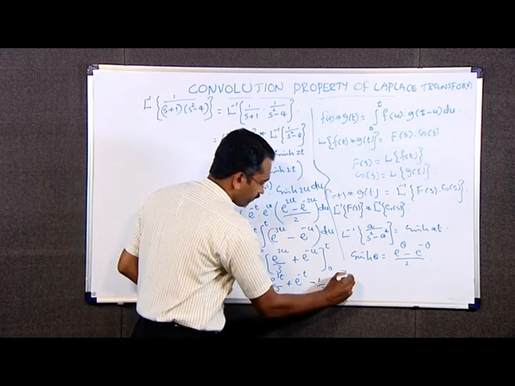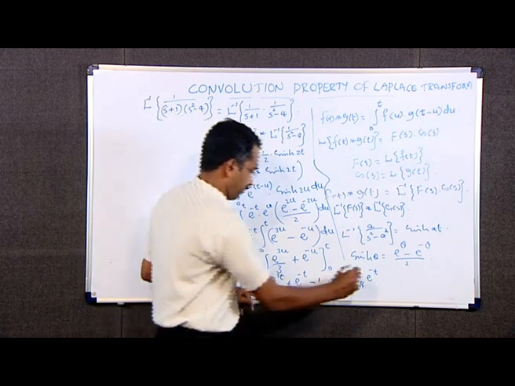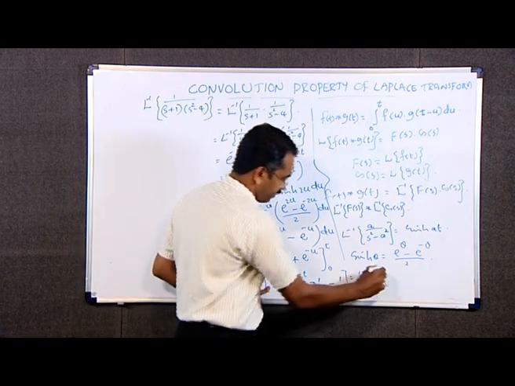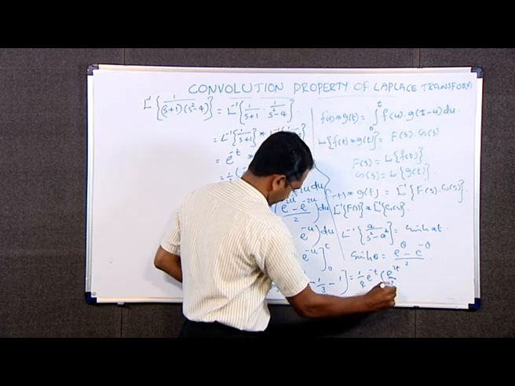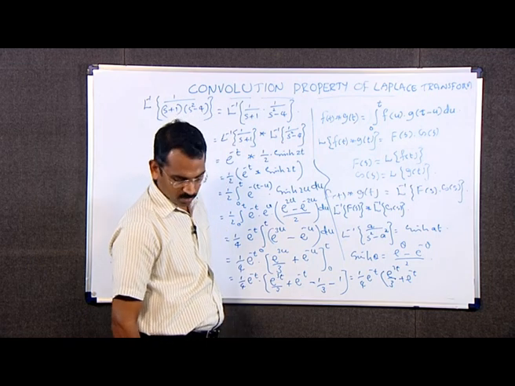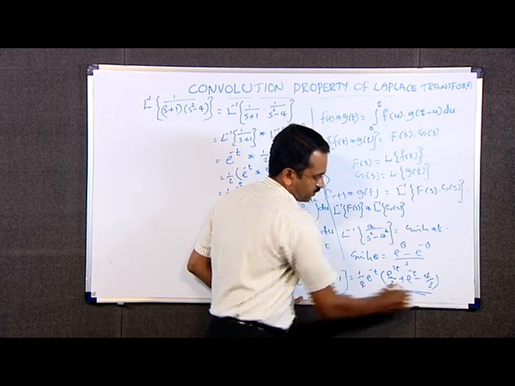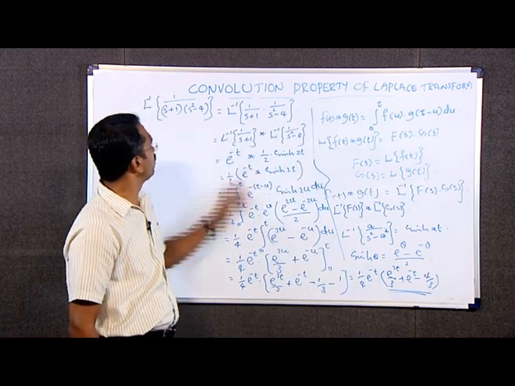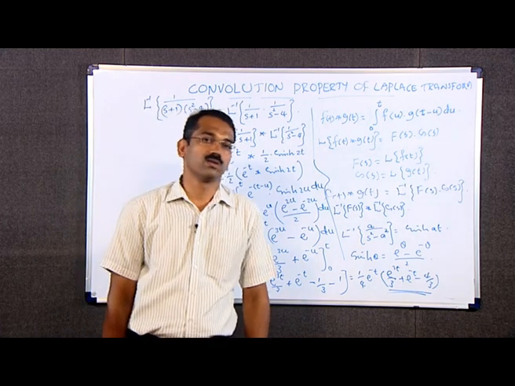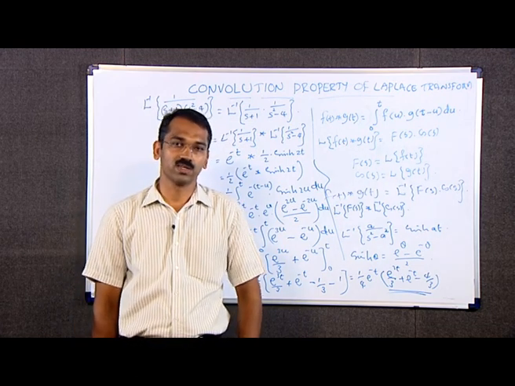That is equal to 1 by 4 into e raised to minus t into e raised to 3t by 3 plus e raised to minus t. Here minus 1 by 3 minus 1 means minus 4 by 3. This is the required inverse of this function. With this example, I would like to conclude this session. Thank you for listening to the class. Have a nice day.